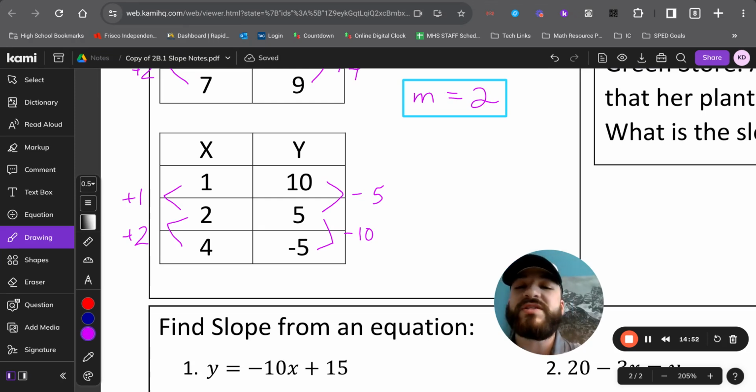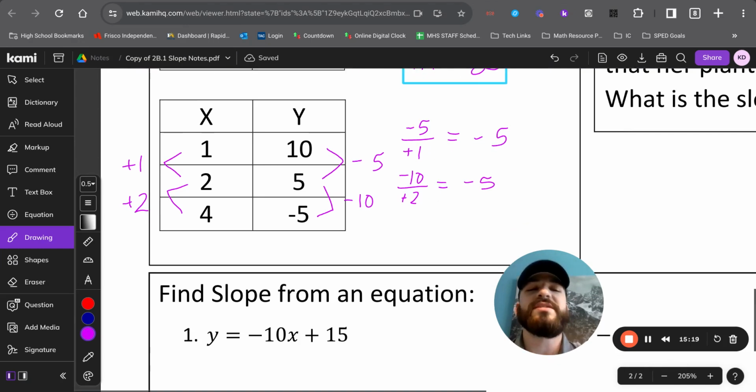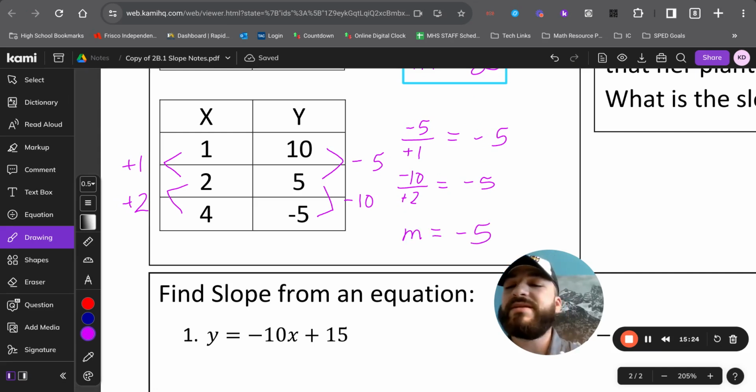Okay, so let's take our first set, that -5 and that 1. So -5 over +1 would simplify down to -5. Now let's take that second one, -10 over +2. That would also simplify down to -5. So even though my change in y and my change in x was different, they did still give me that same rate of change or that same slope. So I do still know this is a linear relationship, which means I do still know that my slope in this case would be -5.